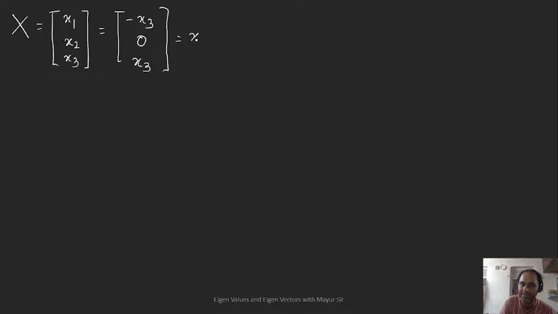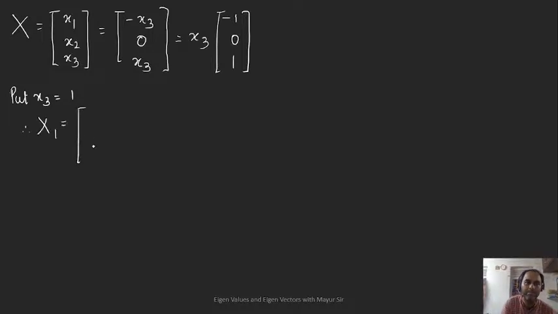And here, when you pull x3 outside, you got minus 1, 0, 1. Now you put x3 equal to 1. Therefore your first eigenvector x1 has become minus 1, 0, 1. This is what has come out. Got this? This is my first eigenvector, and we also found the geometric multiplicity. This is how geometric multiplicity of a particular eigenvalue is to be found.